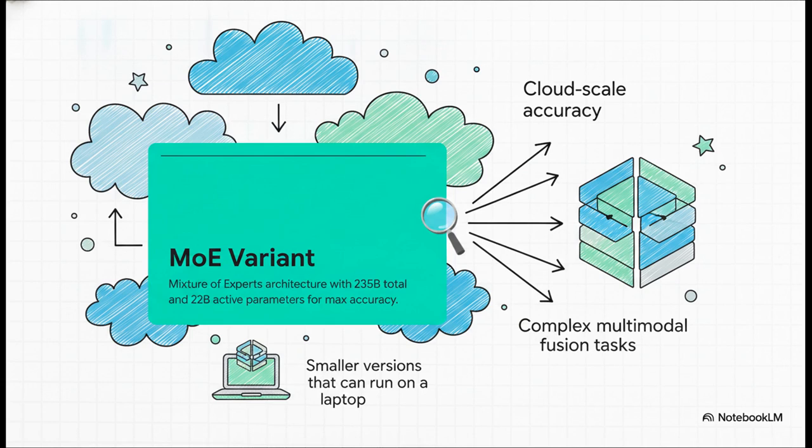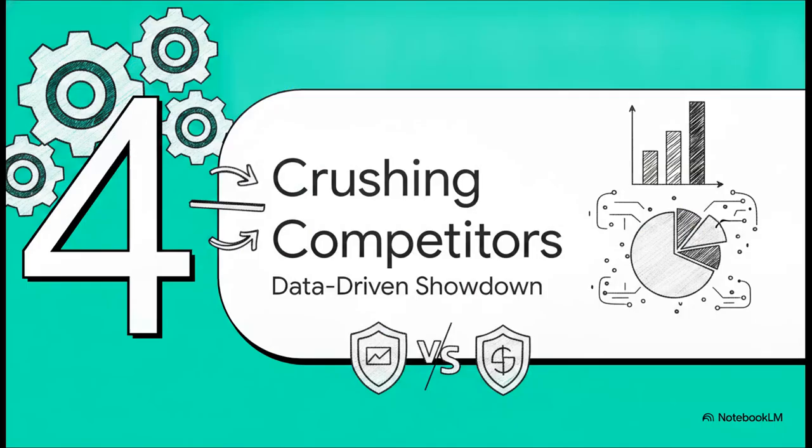And spanning both of these variants is the absolute powerhouse of the family, the 235 billion parameter mixture of experts, or MoE, variant. Now, there are smaller versions that you could easily run on a laptop, but this flagship MoE model features 235 billion total parameters while efficiently using only 22 billion active parameters during inference. It is built for maximum cloud-scale accuracy, handling the absolute most complex multimodal fusion tasks you can possibly throw its way.